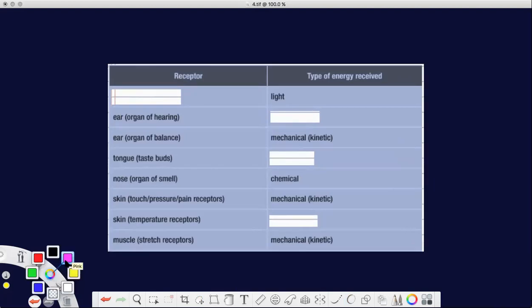Right, let's see. The first one is light as the energy source, and the receptor is the eye. Then the receptor is the ear, and this should be the sound.